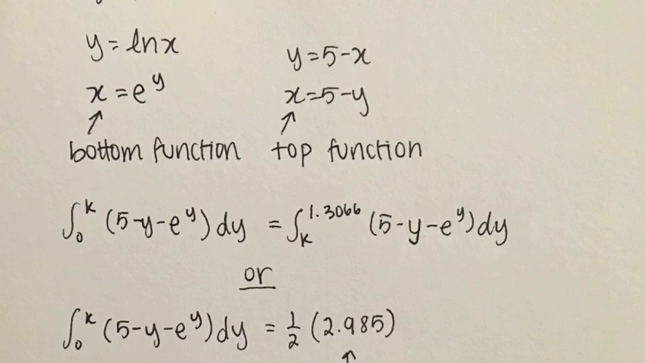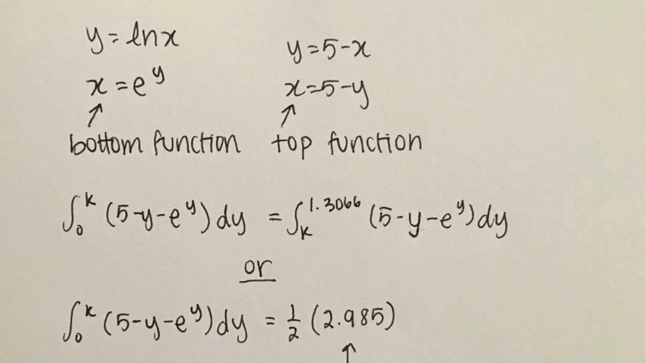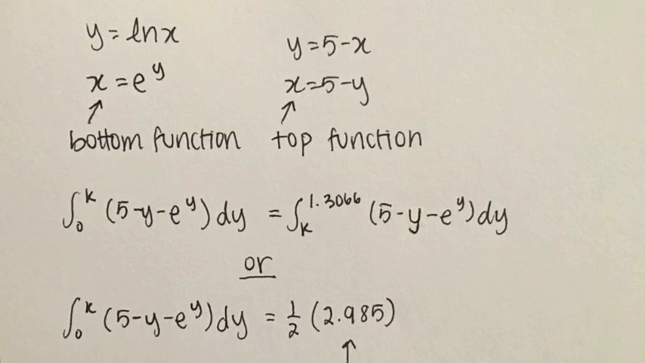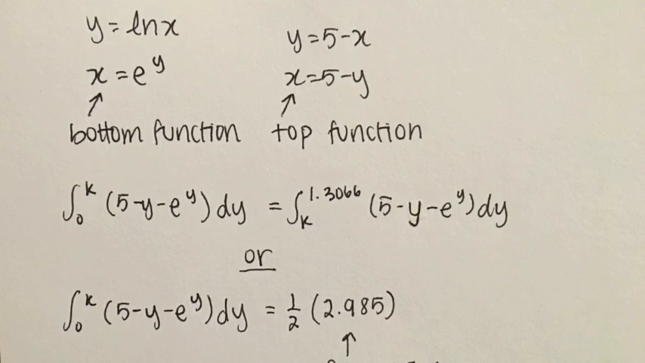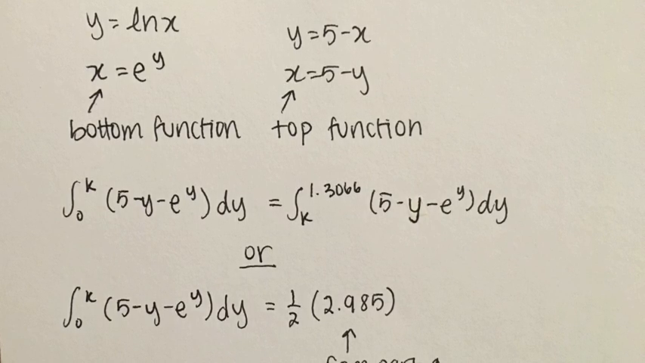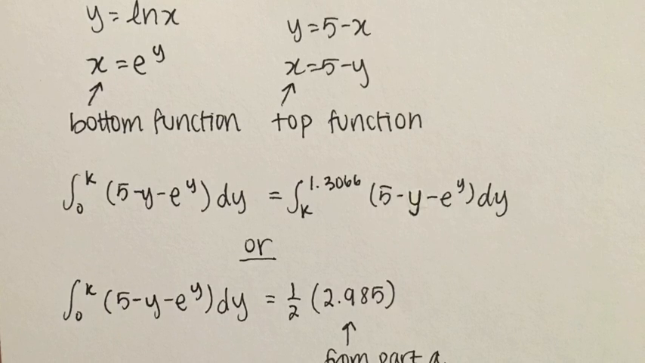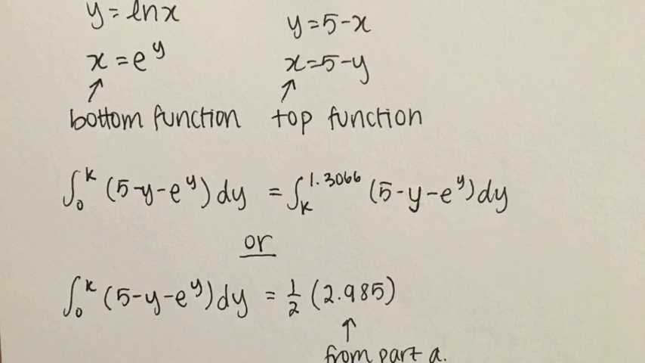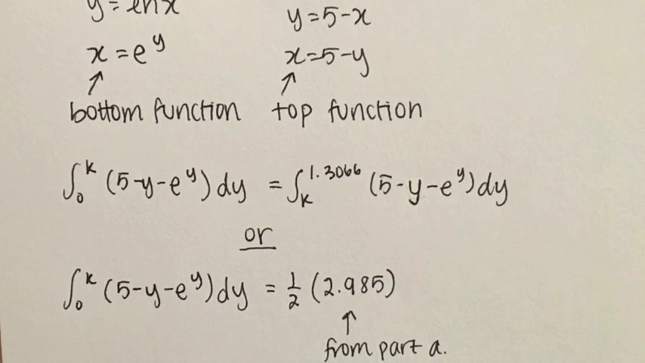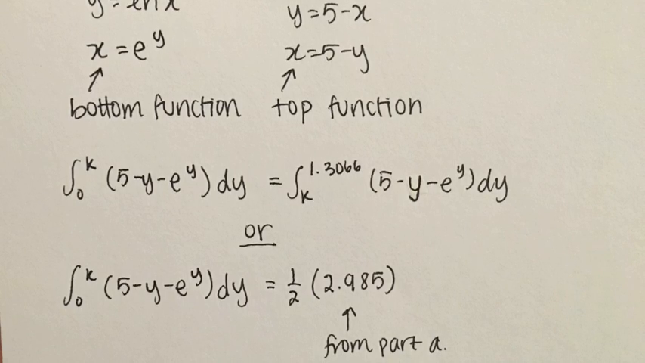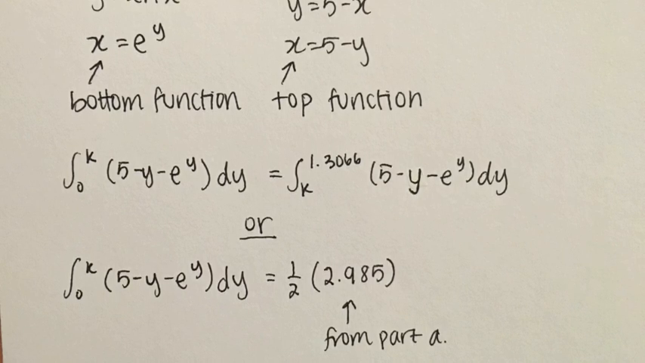So here we set the integral from 0 to k of (5 minus y minus e to the y) dy equals the integral from k to 1.3066 of (5 minus y minus e to the y) dy. Or you could set the integral from 0 to k of (5 minus y minus e to the y) dy equal to half of the answer from part A, because that is the total area. In this problem, you earn 1 point for the integrand, 1 point for your limits, and 1 point for the overall equation, which can include one or two integrals.